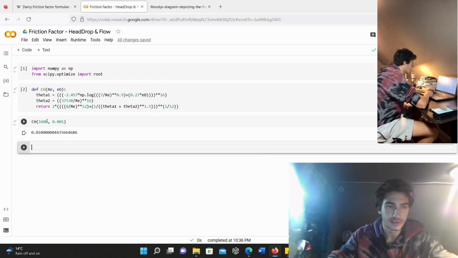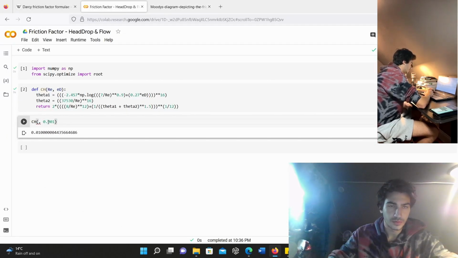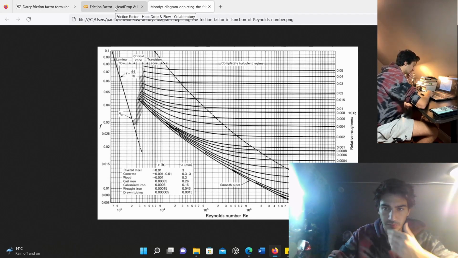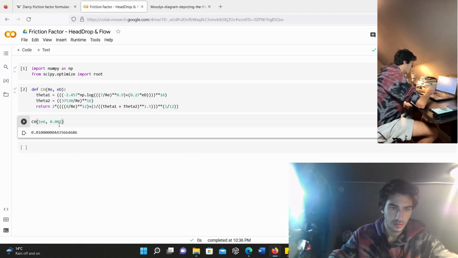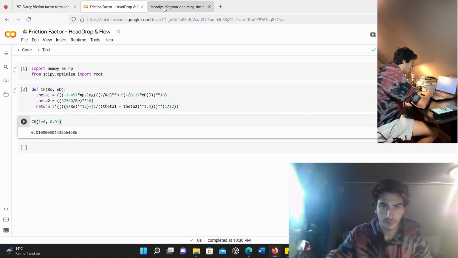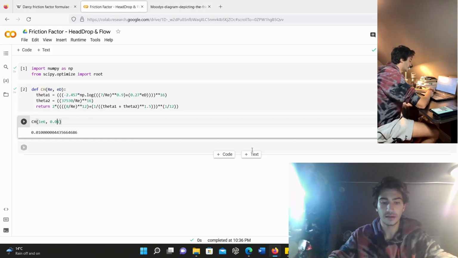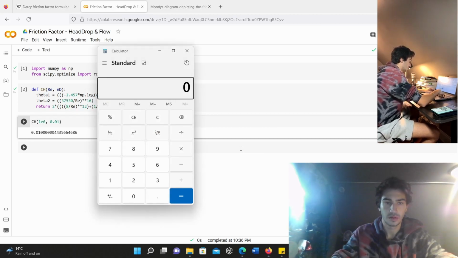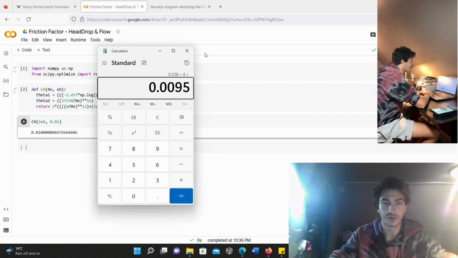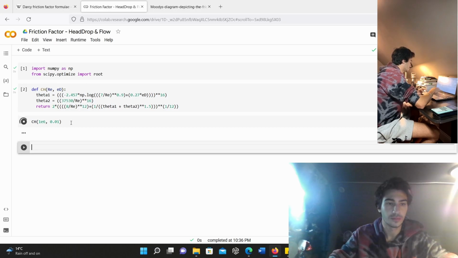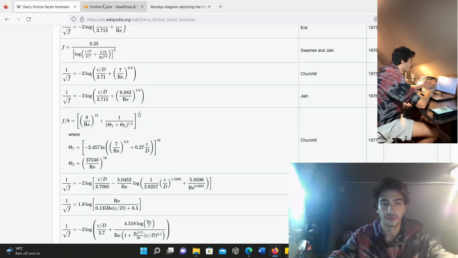So we put in, let's see, we said we're doing 1e6, right? And a roughness of 0.01. And then we said we're getting a friction factor of 0.038. So if we do 0.038 divided by 4, we should get roughly 0.0095. If we run this through, that is roughly what we get, right? So we know that this Churchill equation is plugged in right from this.